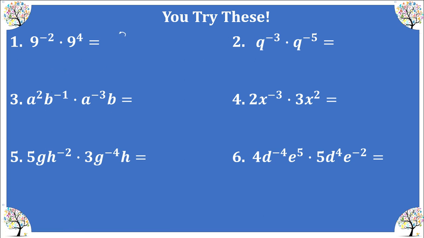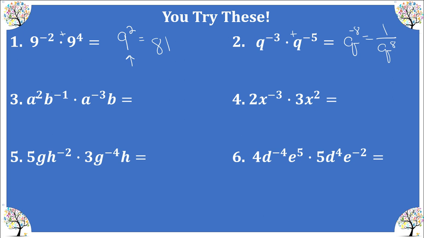Okay, number 1, we're going to get 9 to the 2nd. And sometimes it may say go ahead and evaluate. So since this is easy to evaluate, I'm going to go ahead and evaluate it. But this is the simplified form. This is the evaluated form. Number 2, we're going to get q to the negative 8. And we do need to reciprocate.